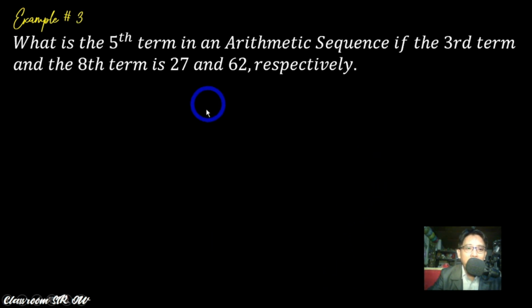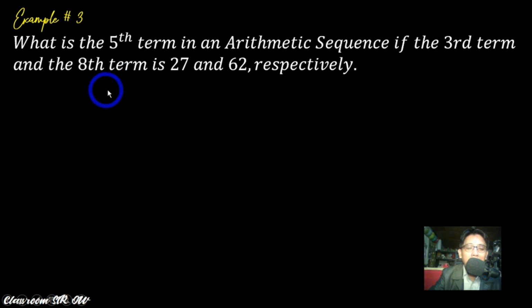Example number 3. If you analyze the problem, the first term is not given. And we cannot immediately solve the common difference because we are not given the complete sequence. What we only know is the third term and the 8th term of the sequence. To solve this problem, there are so many approaches, methods, and strategies. In this session, I'll be presenting one of the many methods. Based on the problem, the 8th term is 62.